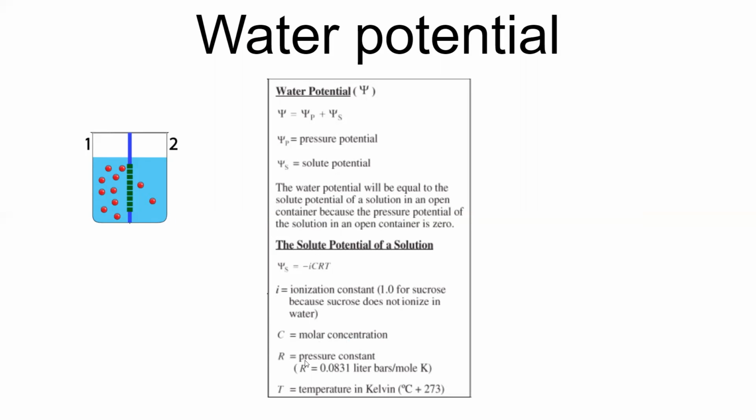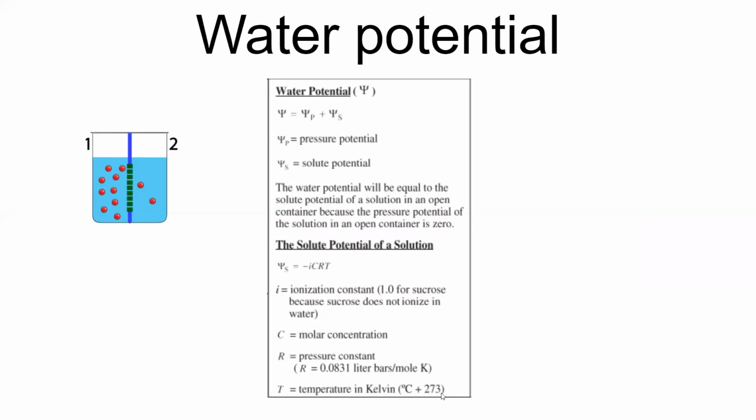R is a pressure constant that is 0.0831 liter bars per mole Kelvin. Take note of this Kelvin, because that is the temperature you must convert the temperature into. So the temperature in Kelvin is always just the degrees Celsius plus 273.